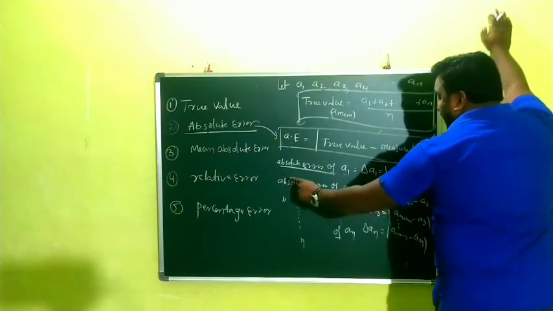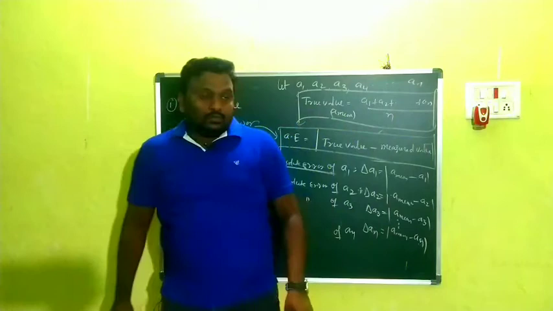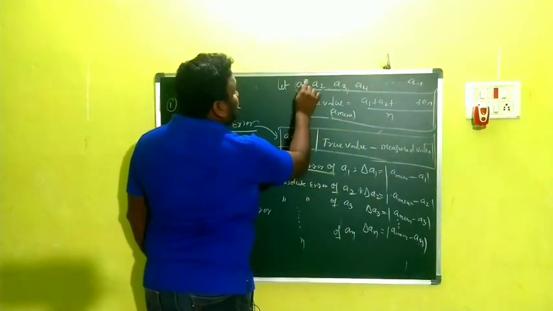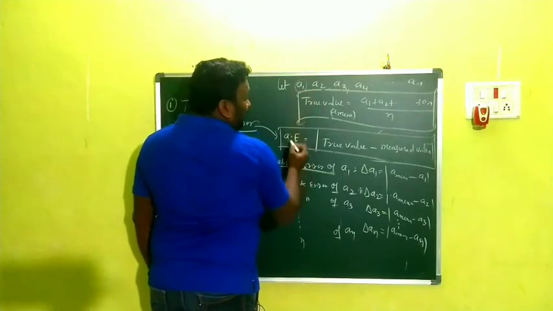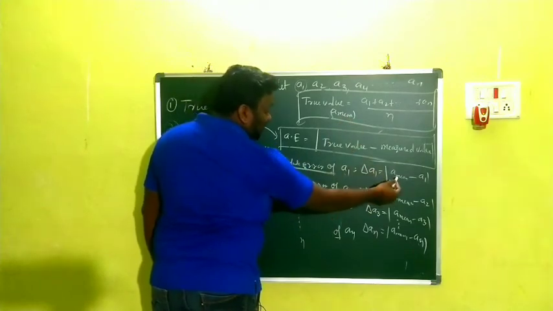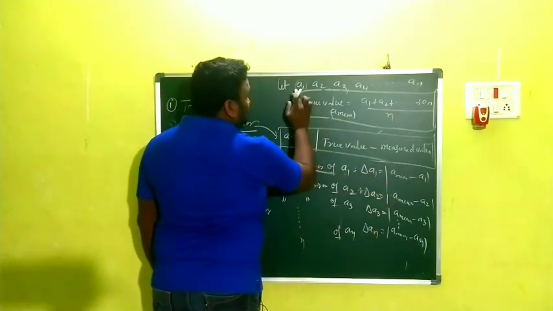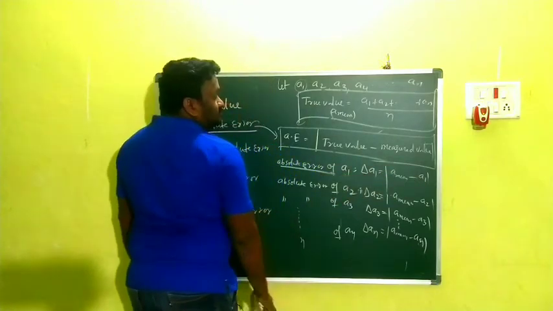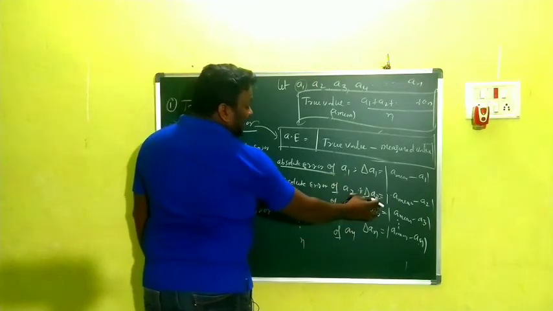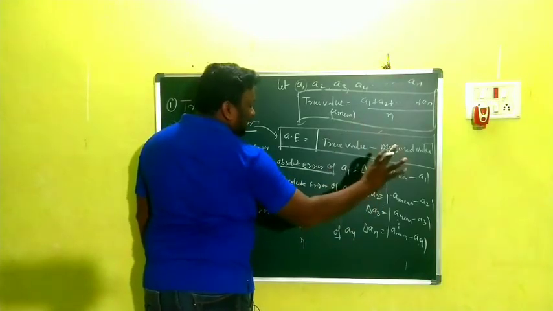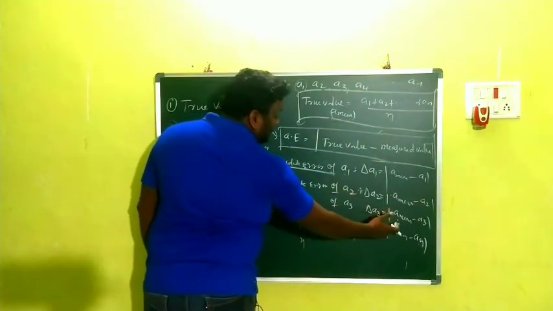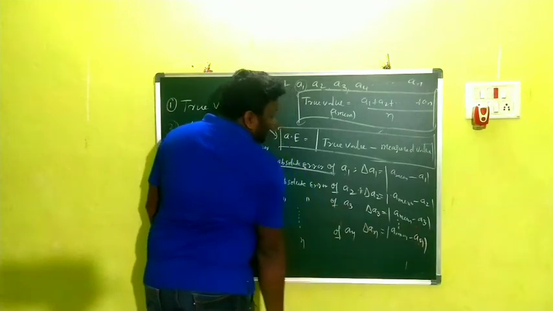Clear? After that, the absolute error of A1. The first measured value is A1, so the formula is true value minus measured value. True value means A mean. So A mean minus the first measured value, A1. Next, the absolute error of the second one, A2: delta A2. Delta A means absolute error; we are taking only the magnitude. A mean minus A2. For the third one, A mean minus A3, and next, A mean minus AN.